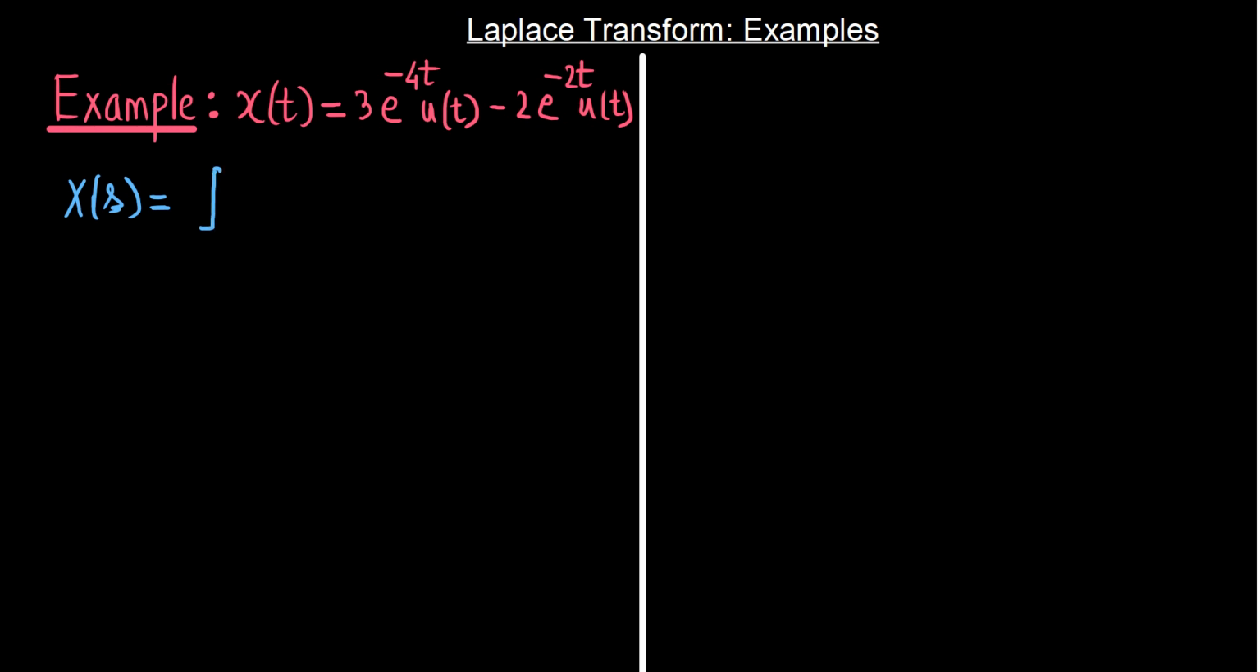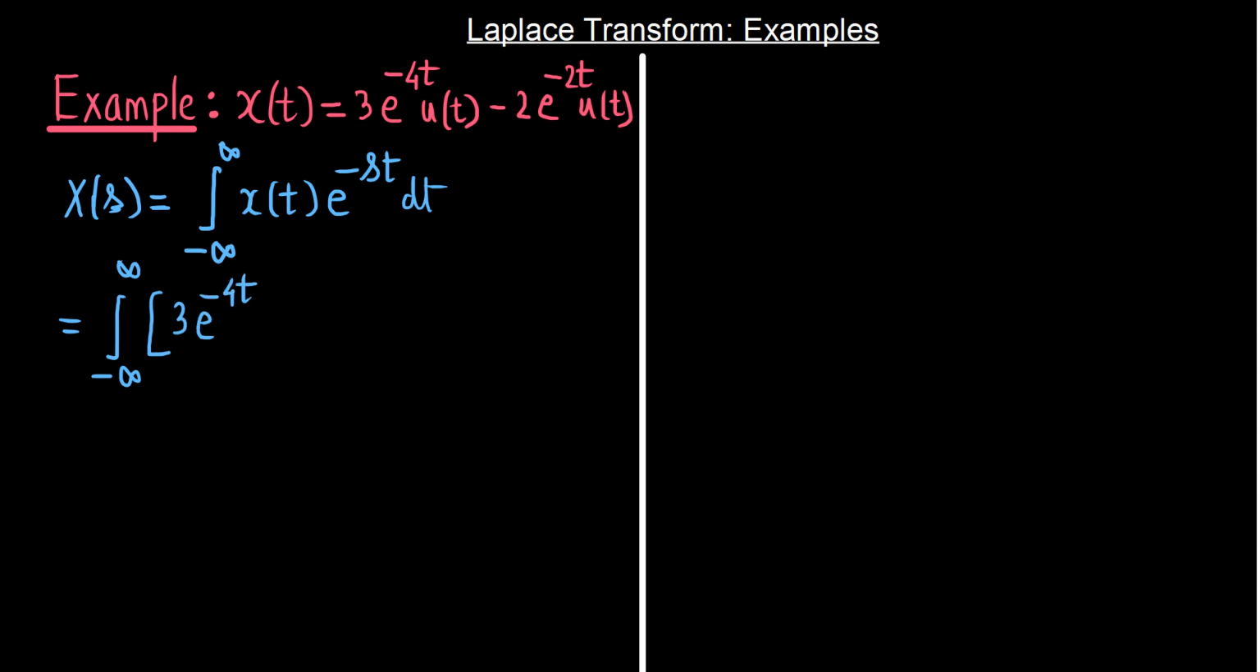integral from minus infinity to infinity x of t e power minus st dt. So that is going to be equal to the integration from minus infinity to infinity of x of t, which is 3 e power minus 4t u of t minus 2 e power minus 2t u of t, times e power minus st dt, and now I will write it directly.